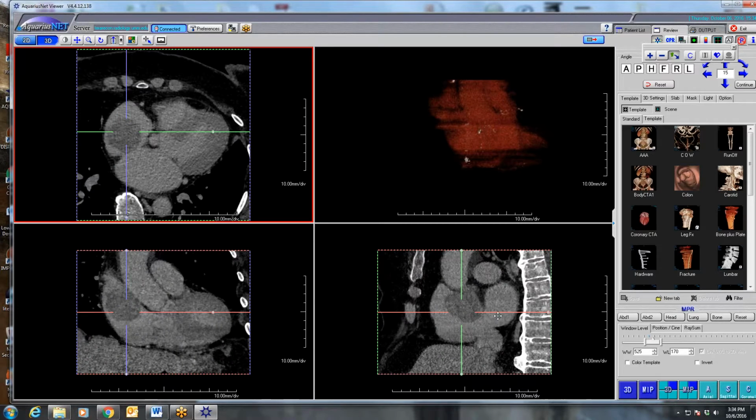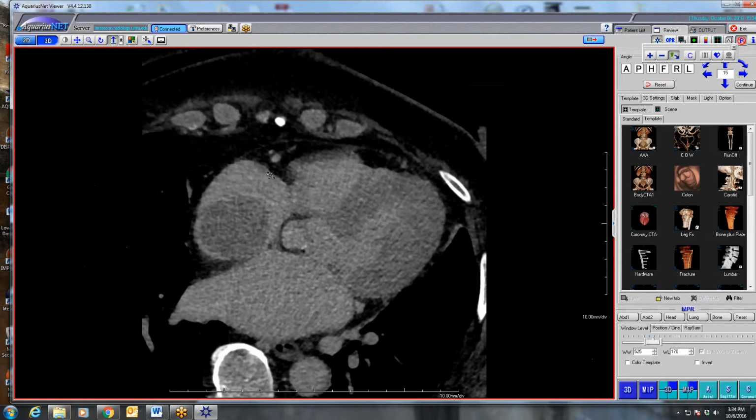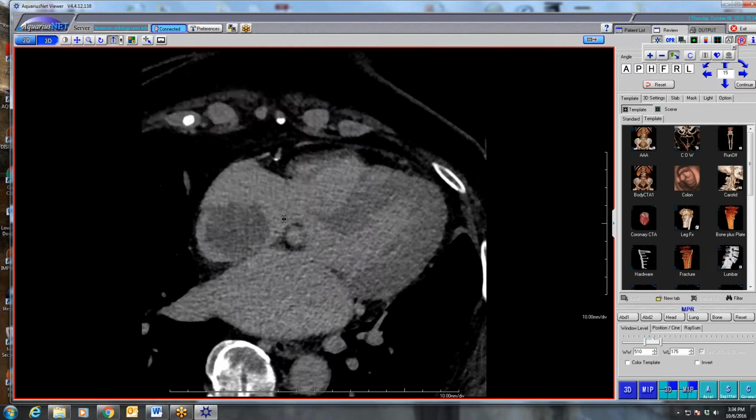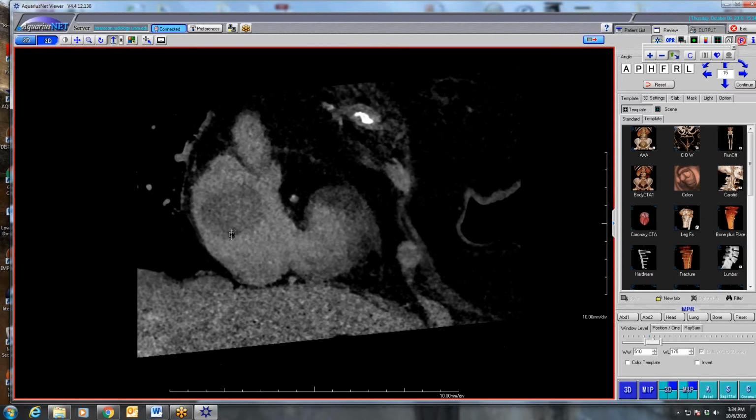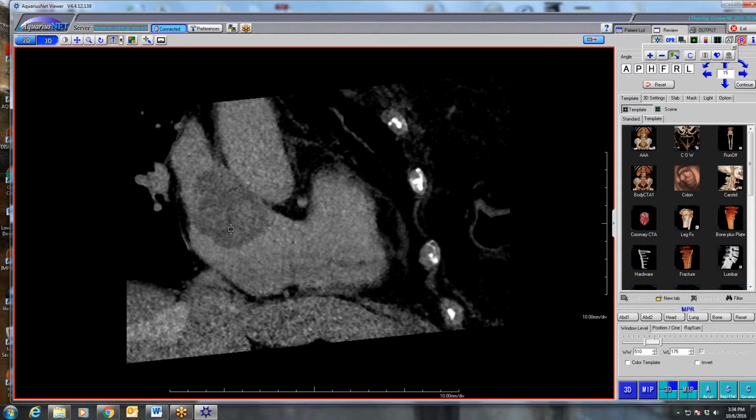And then I wasn't here, but Gene did a delay, which was good because we can see that this thing is clearly not a thrombus. There's all this enhancement within it, and these things do tend to enhance slowly, which would further support that it's a myxoma.